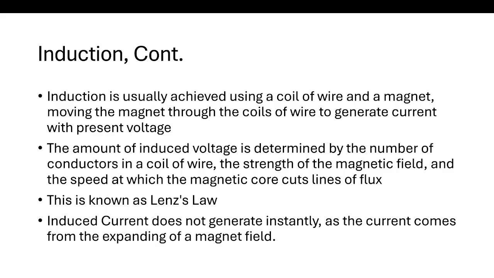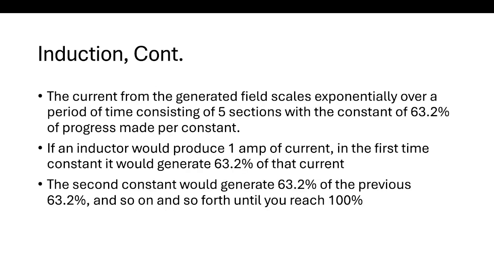This is called Lenz's law, and induced current does not generate instantly, as current comes from the expanding of a magnetic field, which does not happen instantly. The current from the generated field scales exponentially over a period of time consisting of 5 time constants, with a constant of 63.2% of progress made per constant.